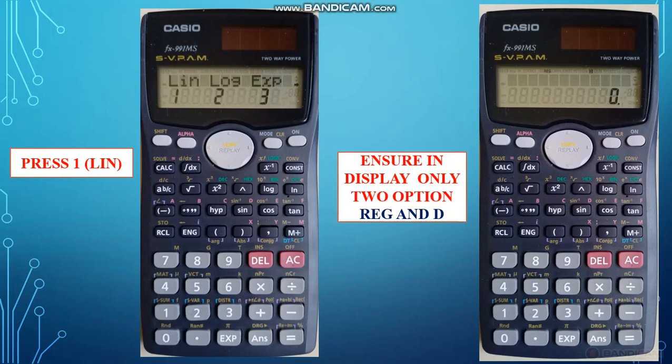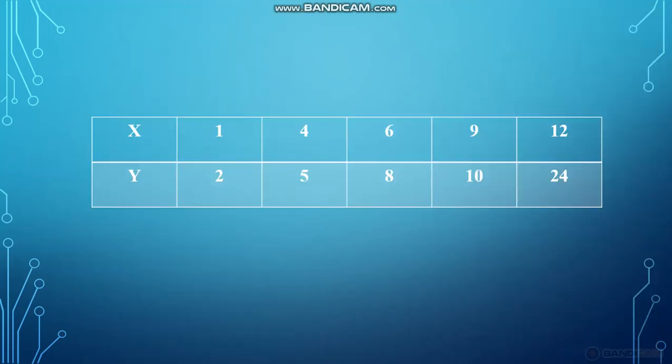After pressing 2, you will get LIN, LOG and ESP. In this you want to press 1, that is LIN. After pressing 1, in the display there will be only 2 options: first option will be D and REG. Ensure in the display only 2 options are there, REG and D.